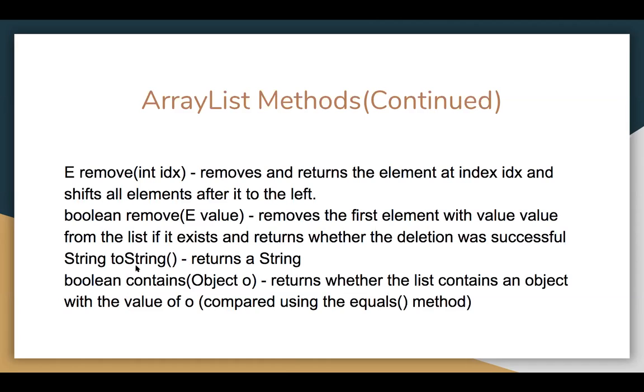ToString returns a string. You guys should be familiar with it from talking about inheritance and the class methods and stuff. Boolean contains object O. This returns whether or not the list contains an object with a value of O. And this is compared using the equals method.